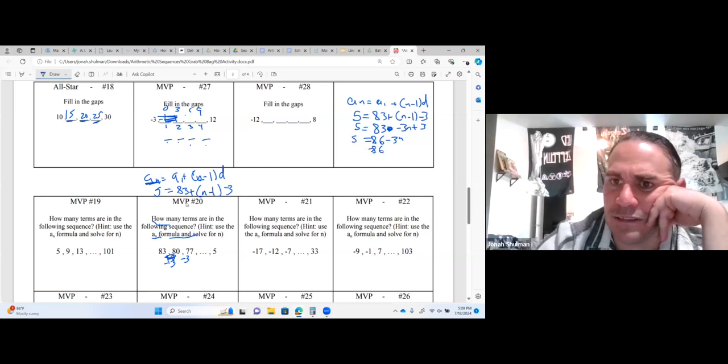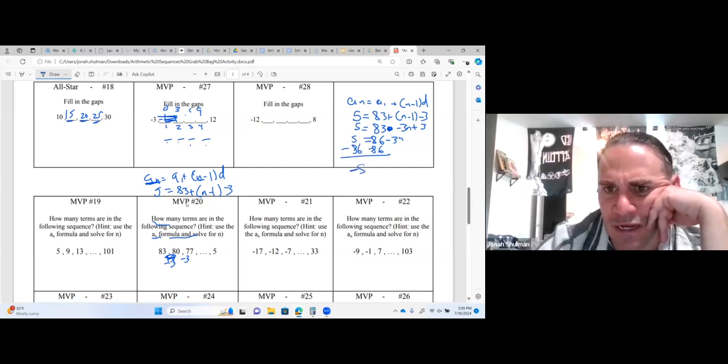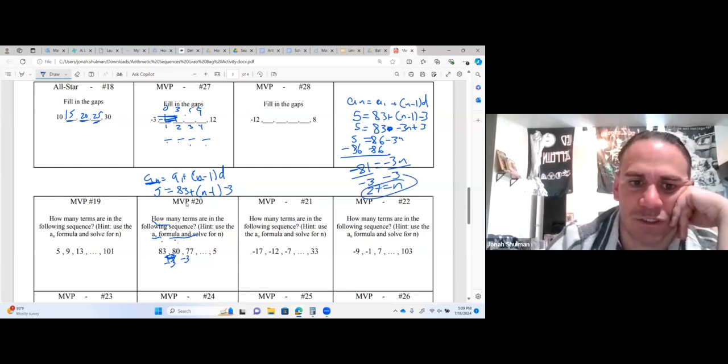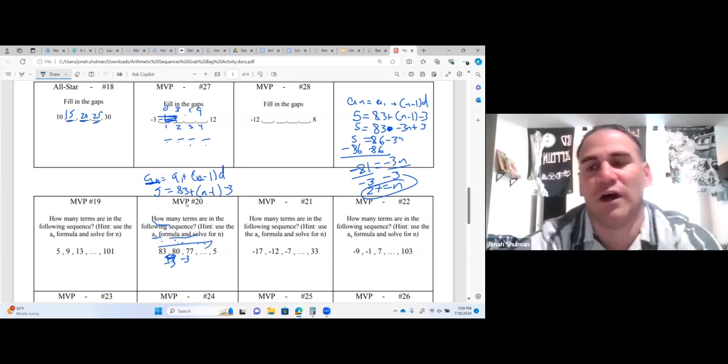We're going to minus 86 from both sides. That's going to give us -81 equals -3n. How do we know 3 goes in? Because 8 plus 1 is 9, and 3 goes into it. So 3 goes into 81 27 times. This means it will be 27 terms to start at 83 and go all the way to 5.